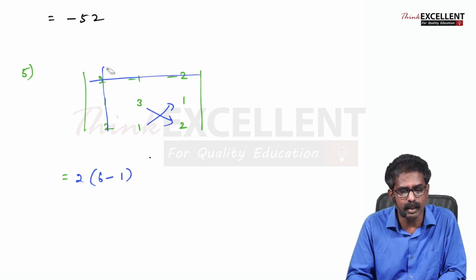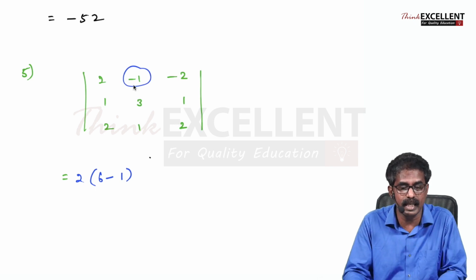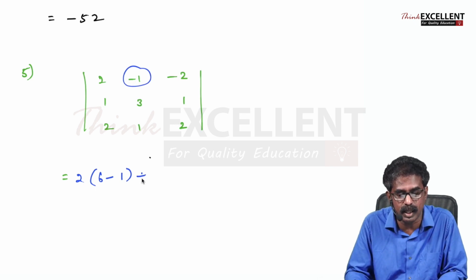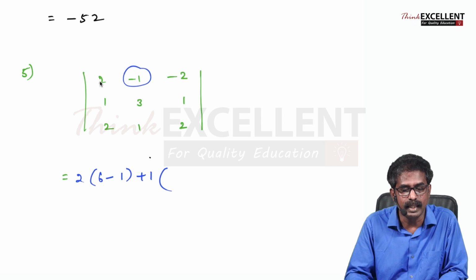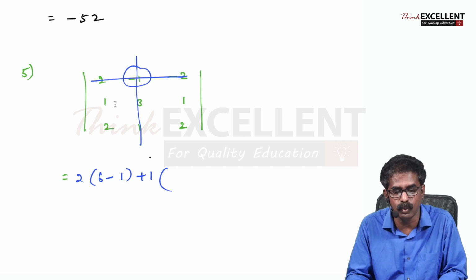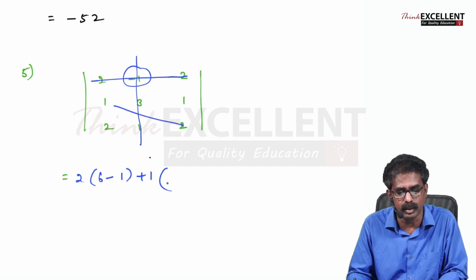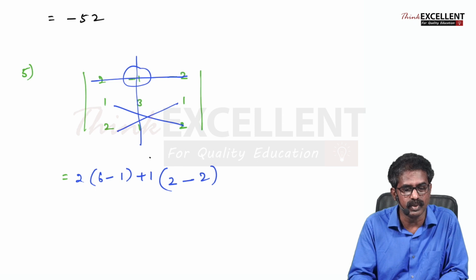Now you take the second number, right? What's the second number? When you take the second number, you have to change the sign, right? So here it is minus 1. You change the sign. So you write what? Plus 1 into. Leave that particular row, leave that column. Can you find 4 numbers? 1, 1, 2, 2. Simplify 1 into 2. It is what? 2 minus 2 into 1. It is what? 2. So 2 terms we finish, right?